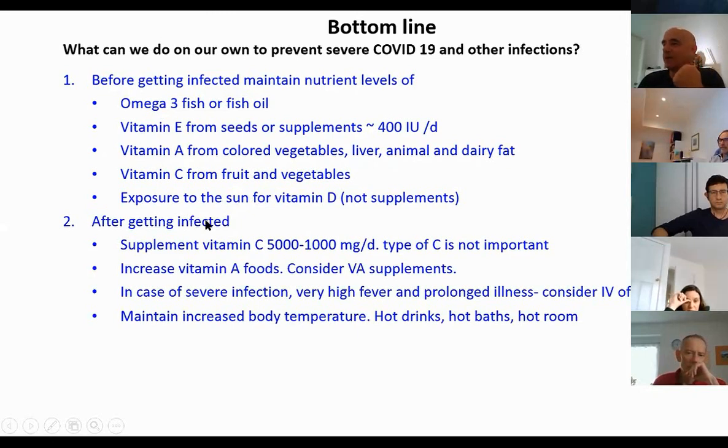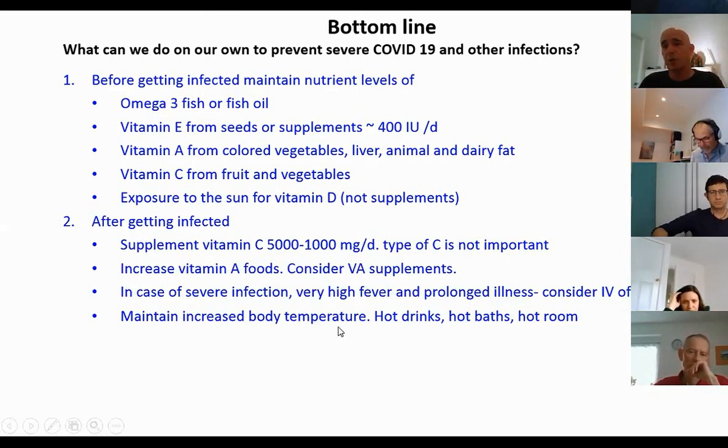If you already got infected, and most of us will get infected by influenza or COVID-19 at some day in our life, then you can supplement with 5 to 10 grams of vitamin C a day. It's very safe. The type of vitamin C is not important. Most people can handle any type of vitamin C and absorb it well. Increase vitamin A foods and consider vitamin A supplements. In case of a severe infection, very high fever and prolonged illness, maybe you have a very high fever of 39 degrees C for 3 or 4 or 5 days, then consider intravenous infusion of vitamin C.